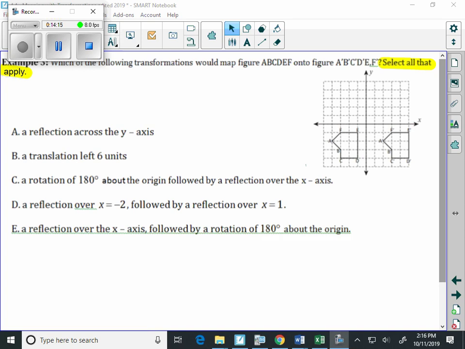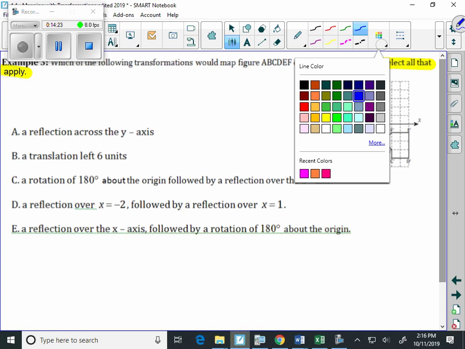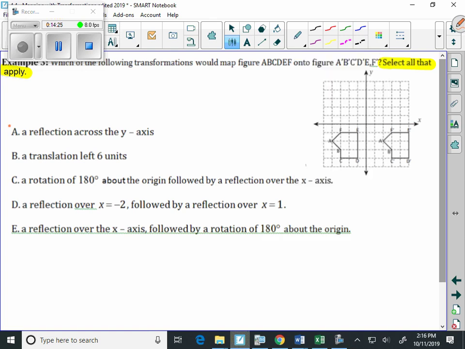But what we just did when the video wasn't on is we figured out that the reflection across the y-axis isn't going to work for us. Our figure on the lower left side doesn't flip over and land on the lower right side.